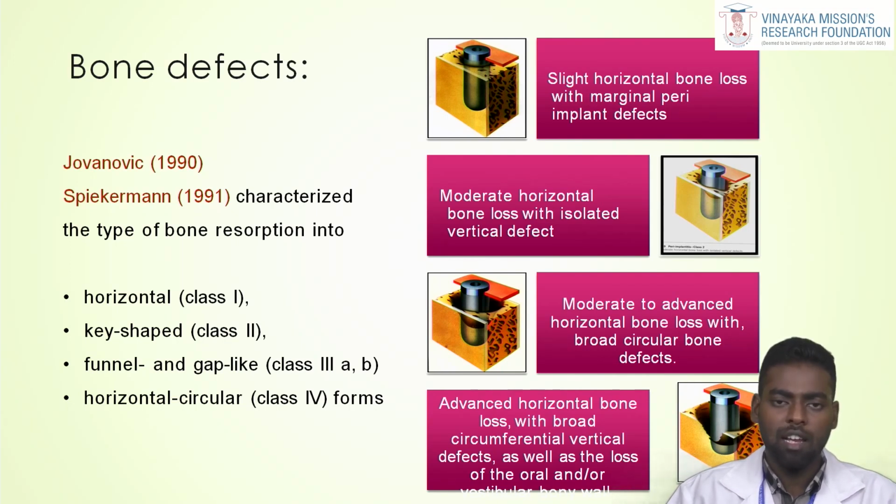First is horizontal, class 1, where a single kind of vertical defect can be seen. Second is the crater-shaped defect, where the vertical defect circumscribes the implant surface on one side alone. And the third is funnel or gap-like, categorized into class 3 A and B. In this condition, the tooth surface, either buccal, lingual, or both buccal and palatal surfaces, are involved, circumscribing the tooth, but the bone loss is only up to half the length of the implant. And in class 4, the bone loss is along the entire length of the implant. So the complete implant will be mobile, and removal of the implant is the only thing to be done. This bone defect classification was given by Jovanovic in 1990 and Spiekermann in 1991, depending upon the bone resorption.